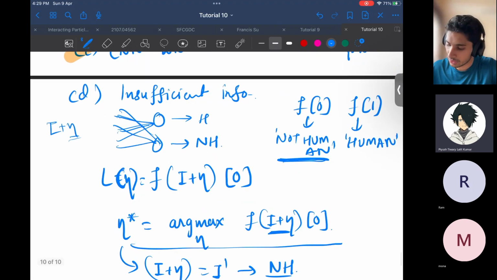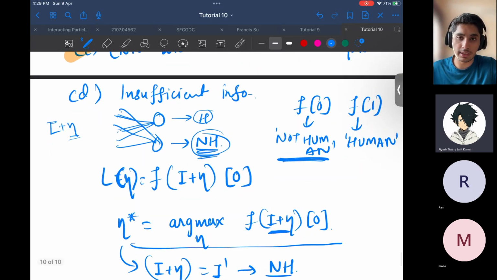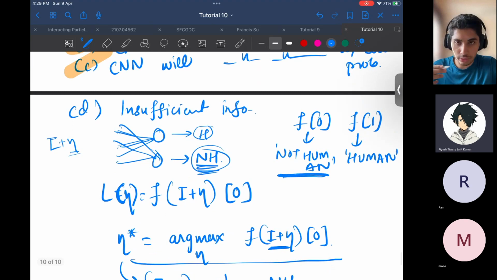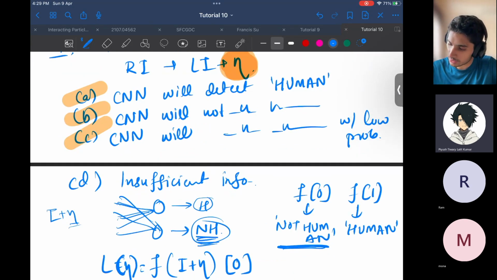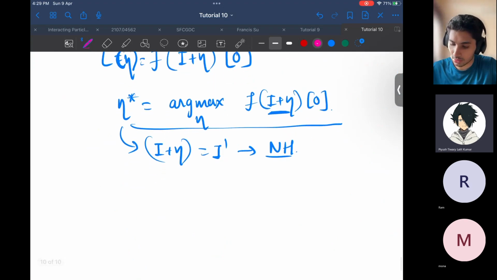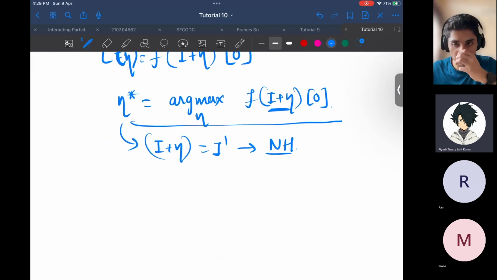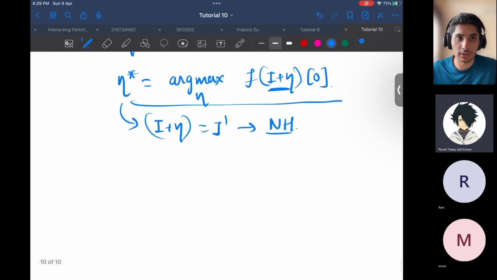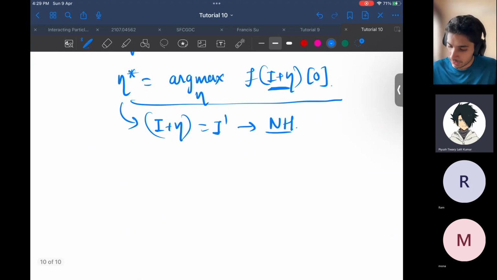It should maximize the non-human logit, right? And if I add this noise to my image and pass it through the network, this will be maximum and this won't be as high as this is. So it will predict non-human. So if I use this eta, the option which says not human will be correct, right? I hope you agree with me on this. If this is not clear, please ask me what is not clear. I will explain in more detail.